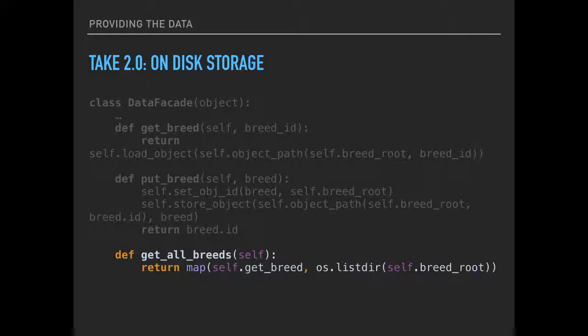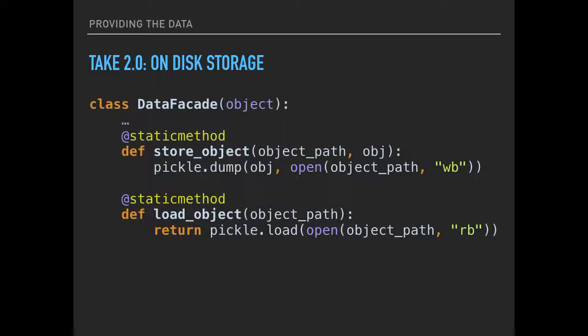And if I want to get all the breeds, so get a list, I'm listing the directory containing whatever my objects are and just mapping that to my getBreed method, so it gets called for every item in that directory. And the store object and load object are very simple. They're just using pickle to either dump to disk or load from the disk, respectively.